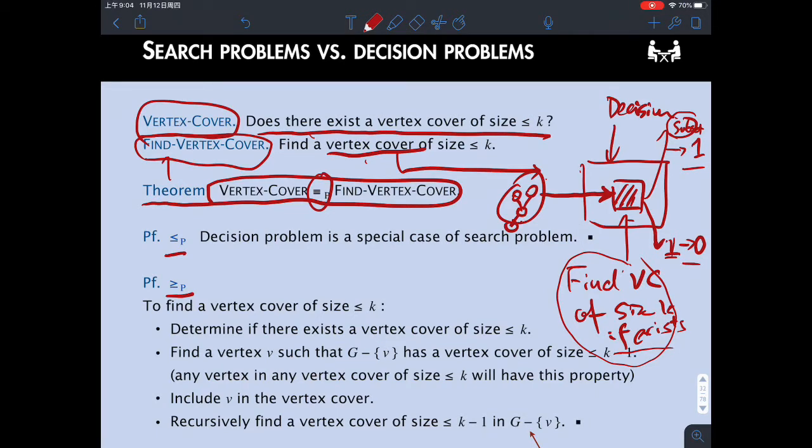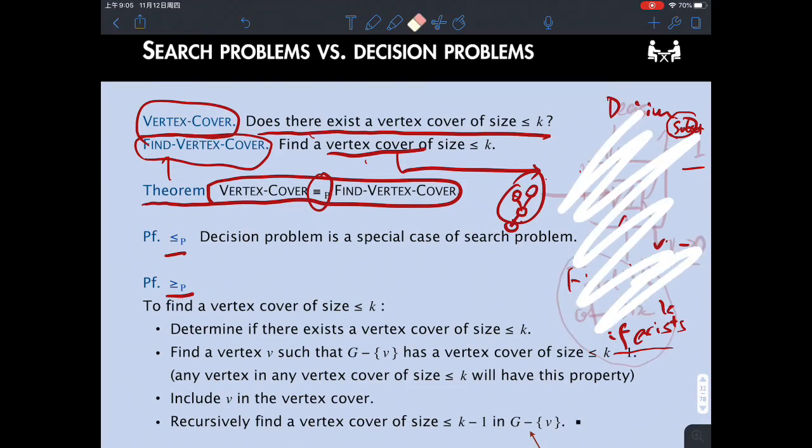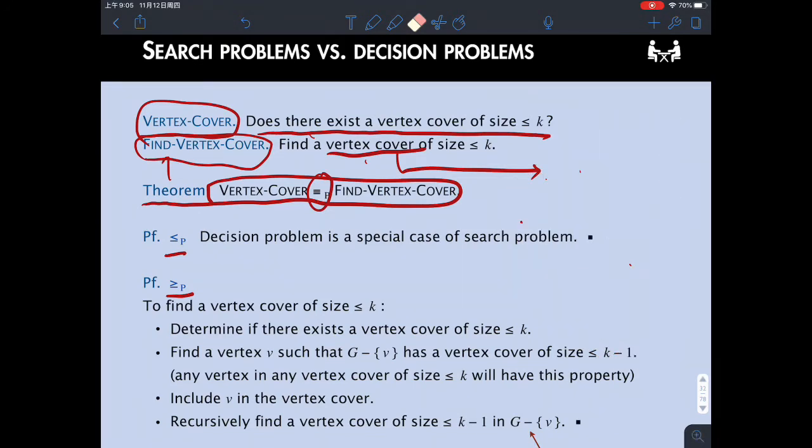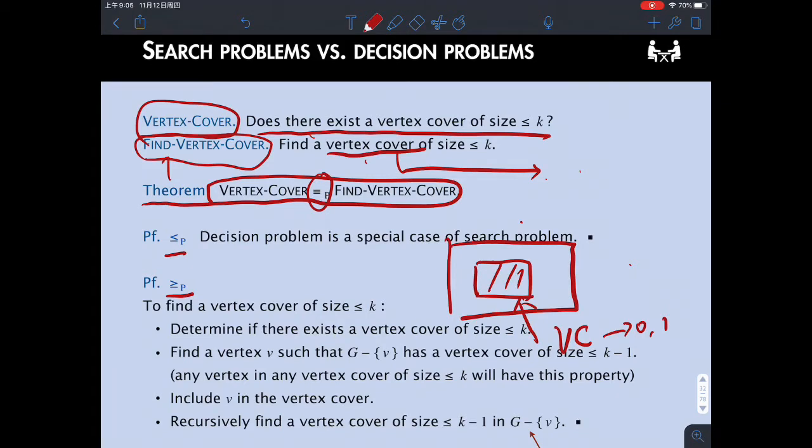So this is the straightforward direction, and the less straightforward direction is the other way around, right? Let me erase everything. In case we are given a black box that just tells you yes or no, so this is a vertex cover black box that outputs only a yes or no, are we able to use it to guide us to search for a specific vertex cover? Let me just repeat: I'm given a graph, right?